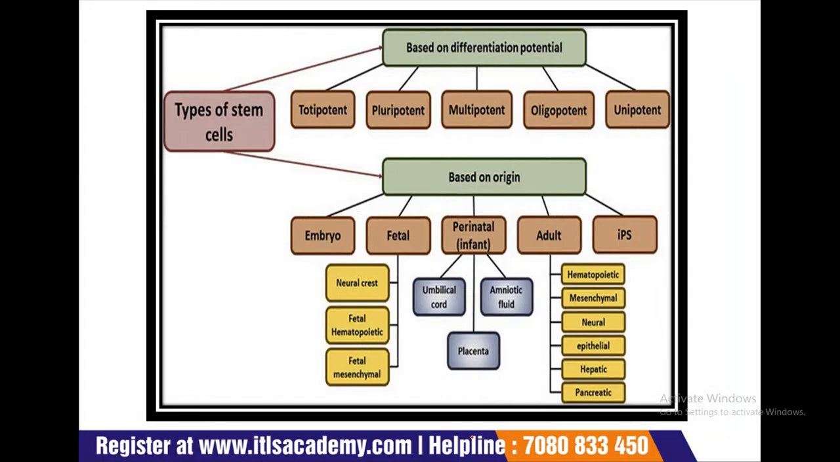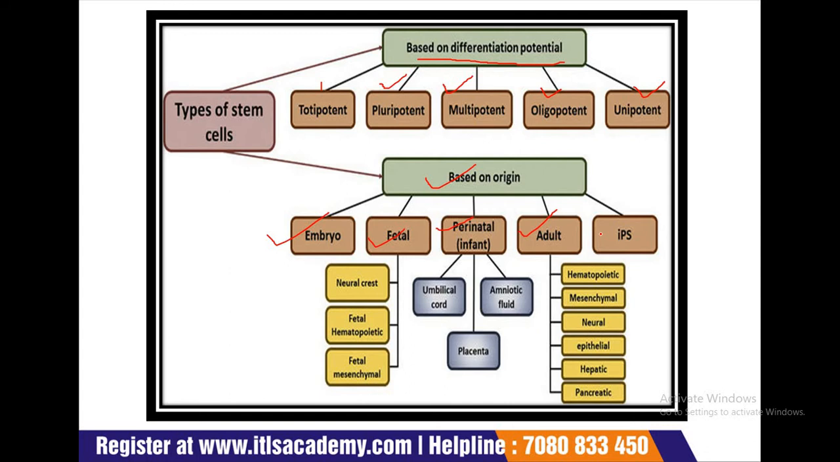Now we will see different types of stem cells by this picture. So stem cells are divided into two types. The first is based on differentiation potential, and the second is based on origin. Based on differentiation potential, the first is the totipotent, next the pluripotent, third the multipotent, fourth the oligopotent, and fifth the unipotent. Based on origin, you can see it is divided into different types. First is the embryo, next the fetus, perinatal which is called infant, adult cells, and iPS cells.